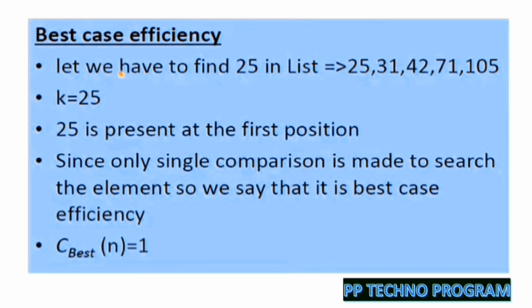So let's take the first example. Here the given input is 25, 31, 42, 71 and 105, and you have to find 25. First we check whether 25 is present in the list or not. We have to use linear search, so we search the elements one by one linearly. First we check whether 25 is present in the list. The search is successful; 25 is present in the list. So only a single comparison is required. It requires minimum time, only one comparison. So this is the best case efficiency. Best case is denoted by 1, as the element is available in the first position of the list.